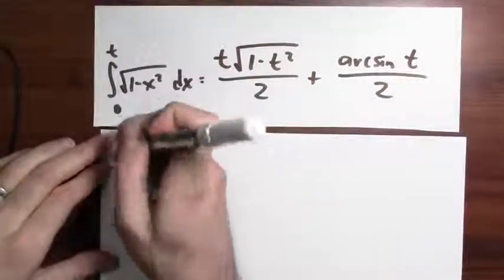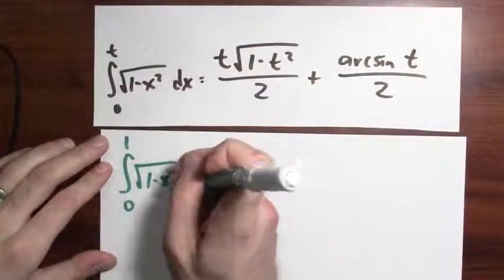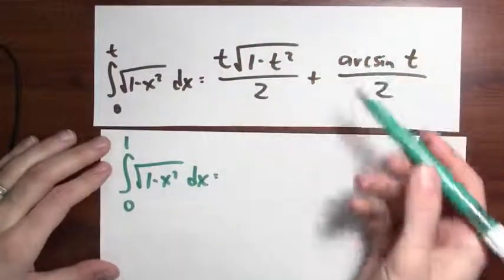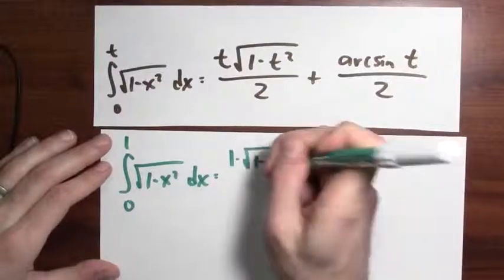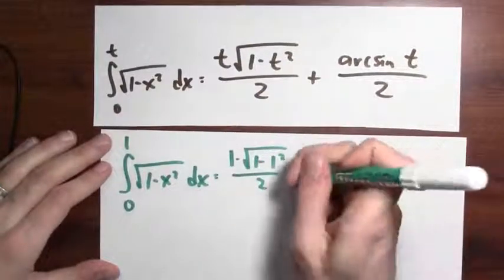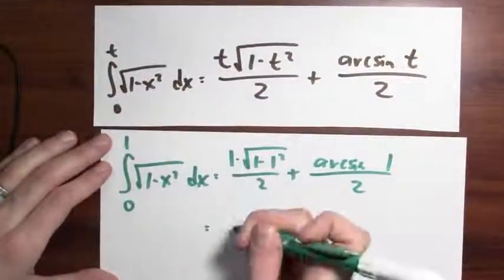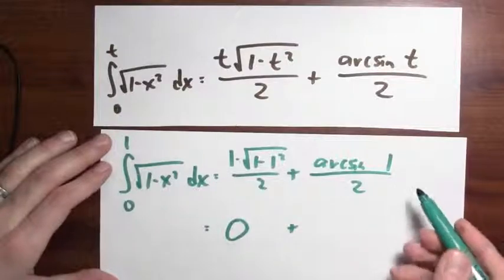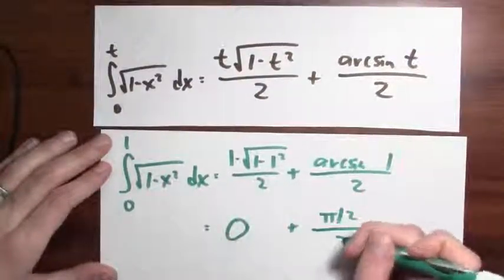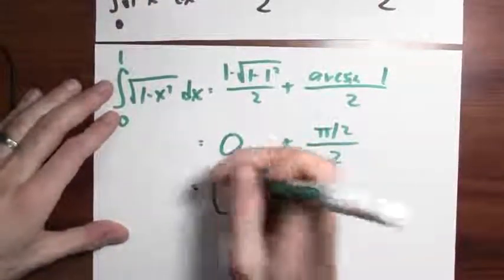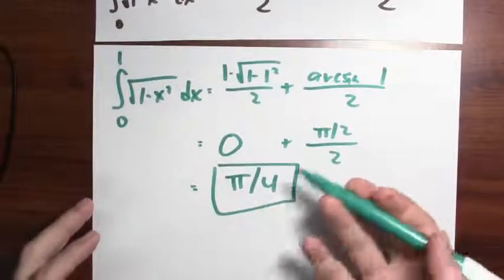Now what happens if we evaluate the accumulation function at 1? So what I'd be calculating is the integral from 0 to 1 of the square root of 1 minus x squared dx. And that's what I get when I just plug in t equals 1 here. So 1 times the square root of 1 minus 1 squared over 2, 0, plus arc sine of 1 over 2. Well, that term is 0, and arc sine of 1 is pi over 2. So I've got pi over 2 over 2. That is just pi over 4, which is really the area of a quarter circle.